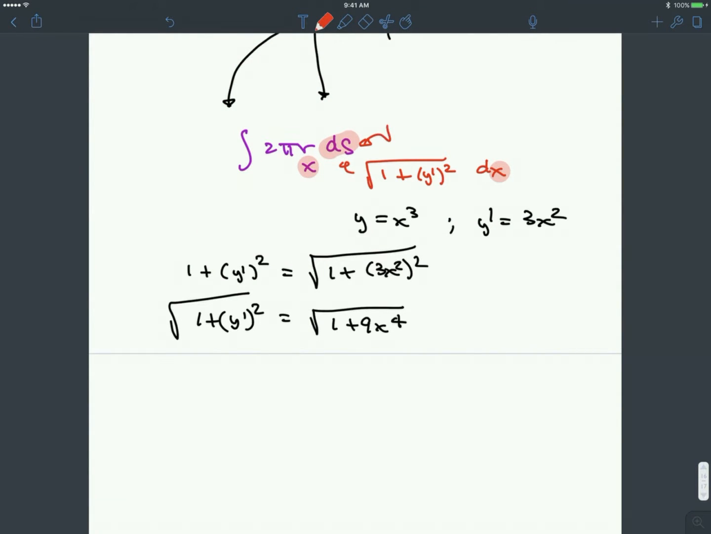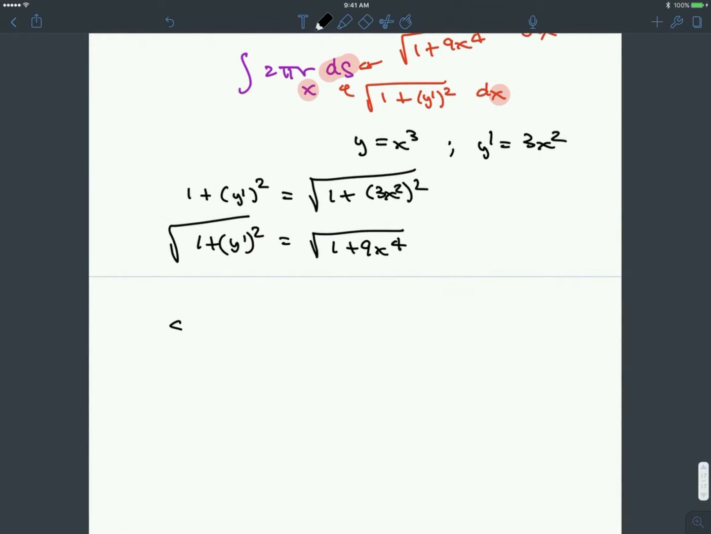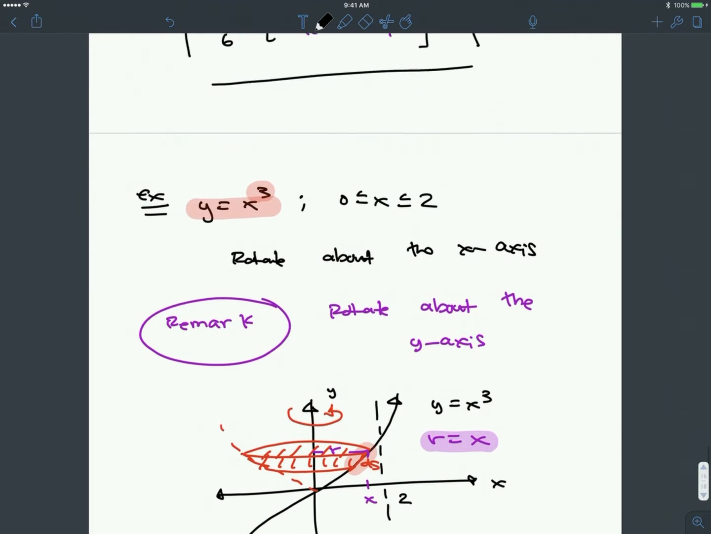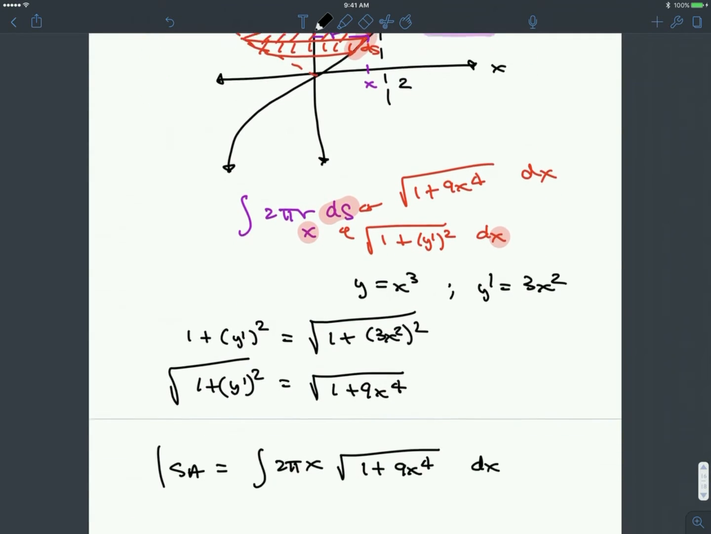This ds is really going to be the square root of 1 plus 9x to the 4th power dx. So the surface area integral, if I change how I rotate, is 2 pi x square root 1 plus 9x to the 4th power dx. And this is still over 0 to 2. That's still what I integrate over.